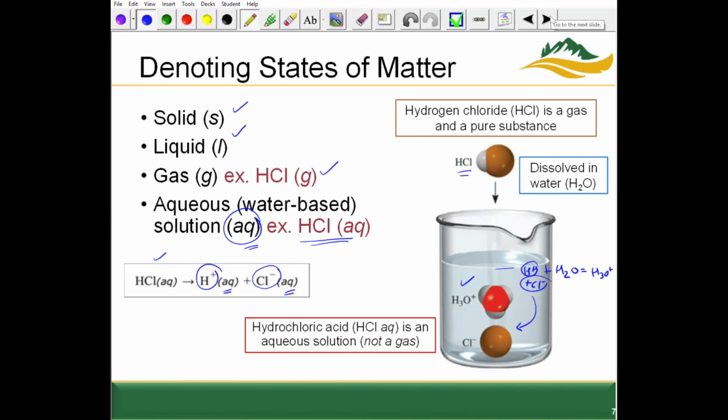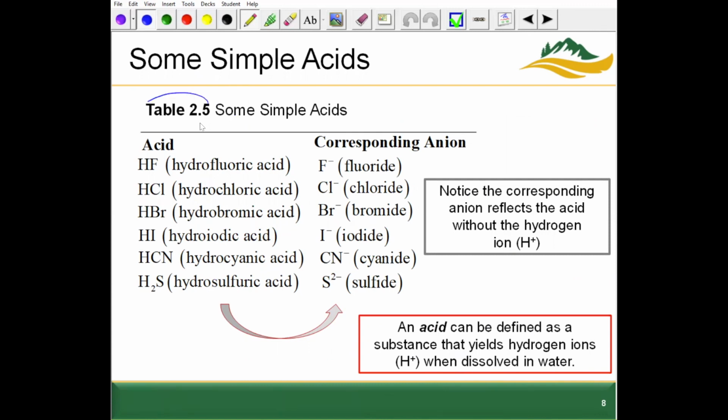Okay, so keep in mind these states of matter and how we denote all these. For acids and bases, we're mostly thinking about what's dissolved in water. So you'll see a lot of that aqueous here for the state of matter. This is table 2.5 in your book. So here are some simple acids to be aware of. We remember that an acid can be defined as a substance that yields hydrogen ions when dissolved in water. This is technically our Arrhenius definition of an acid.